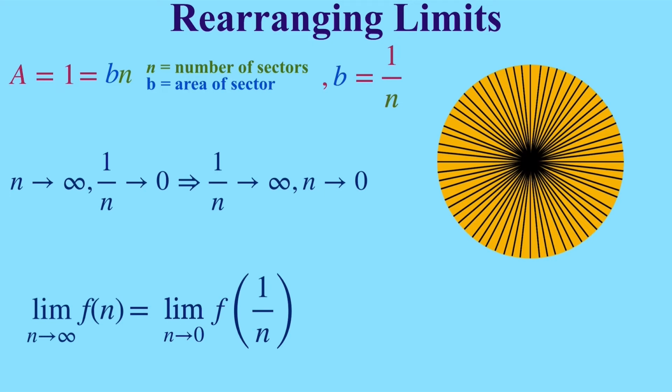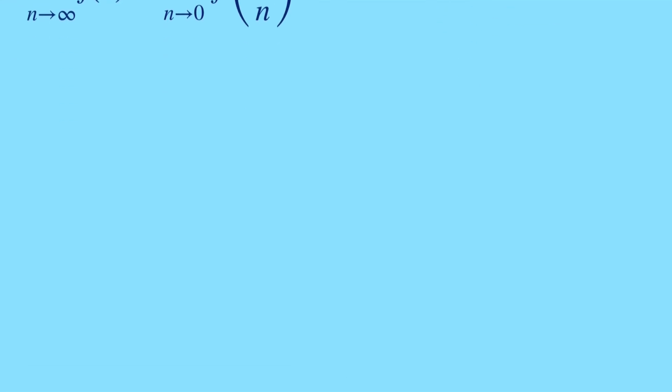So for some function f of n, where n goes to infinity, we can rewrite this in the form of a limit as n goes to 0 of f of 1 over n. So that's how we can rearrange a limit from the form n going to infinity to n going to 0. What we're now going to do is apply this to our original limit for pi.